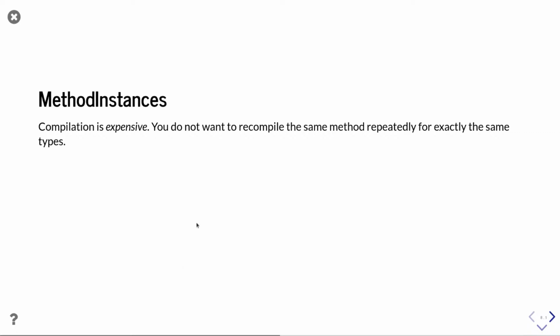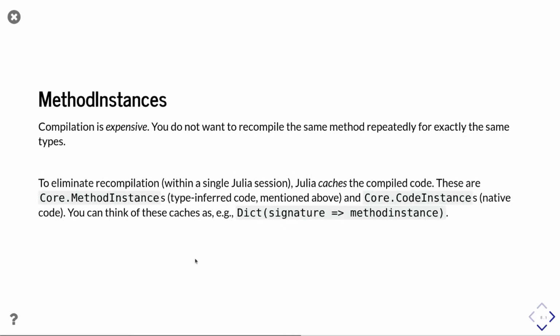Another thing that's worth pointing out then is that, as you might gather by this point, there's really quite a lot of analysis that goes on when Julia prepares your code for execution by compilation. So it's really quite an expensive process. And you wouldn't want to have to recompile the same method over and over again for exactly the same types. And so in order to eliminate this within a session that you're running now, Julia will cache the compiled code, save it. And these are saved in sort of two broad categories. The method instances, these are the compiler specialized versions of your methods that are type inferred, for example.